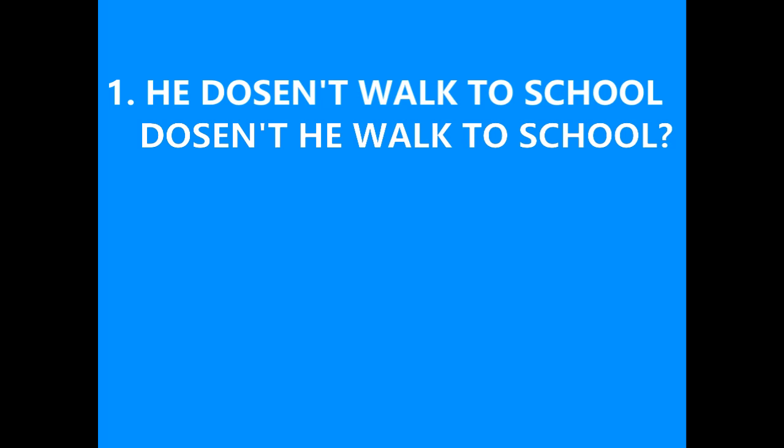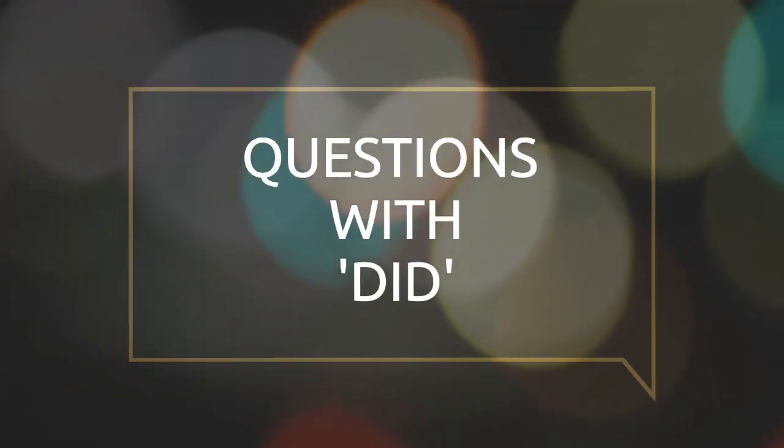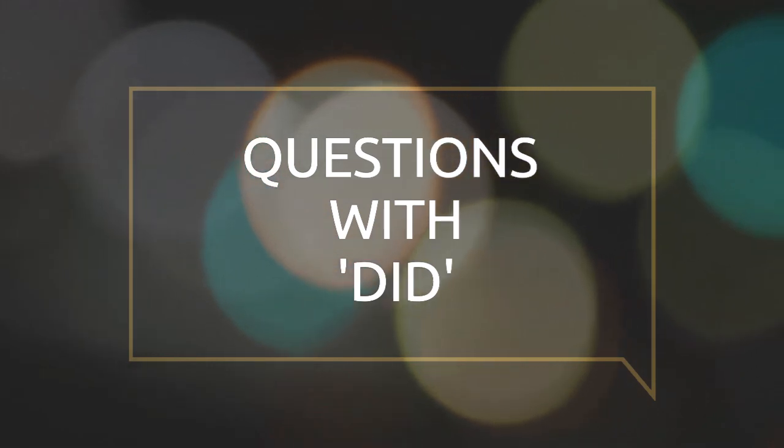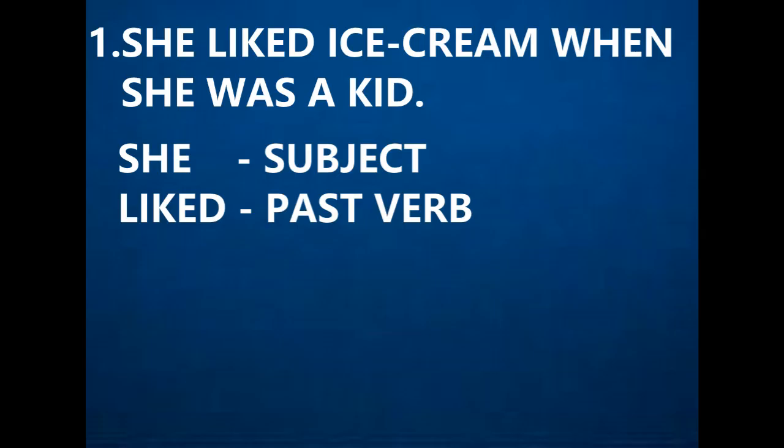Now we are going to form questions with did. See the sentence. She liked ice cream when she was a kid. Here we know that she is the subject. Liked is the past tense or past form of the verb. So she is the subject and liked is the past form of the verb. So the main verb is in past tense.